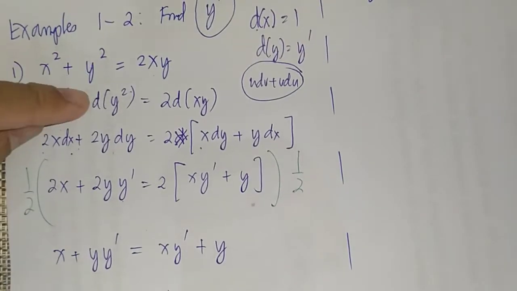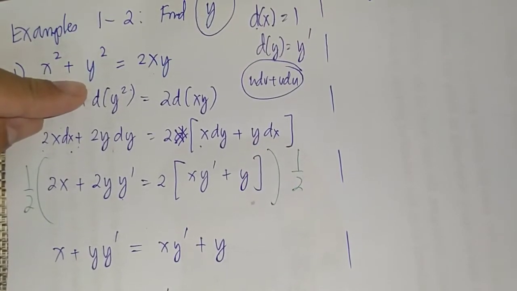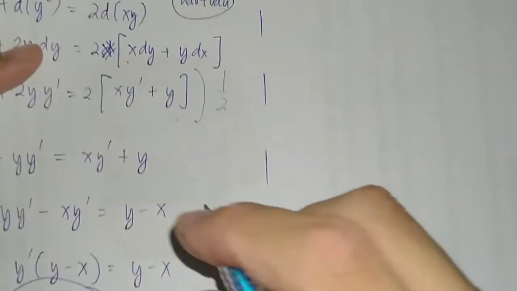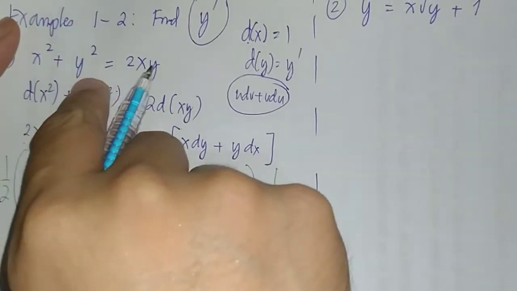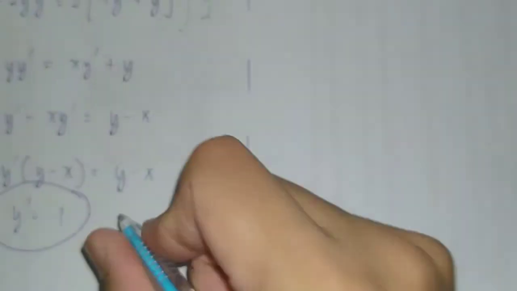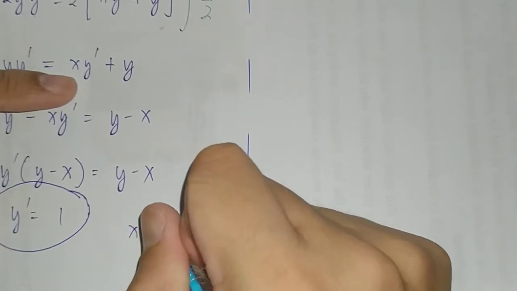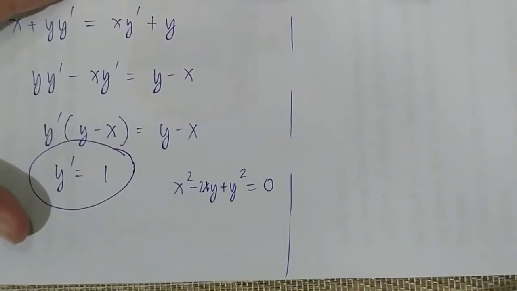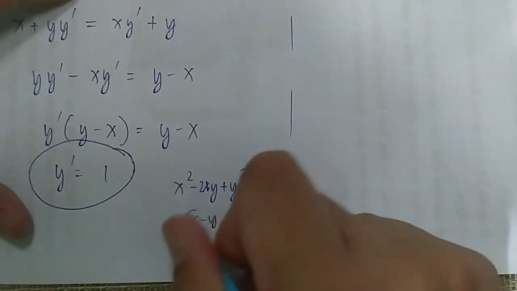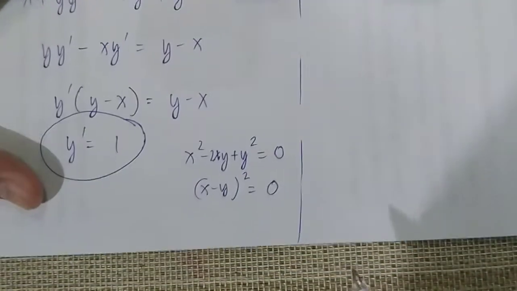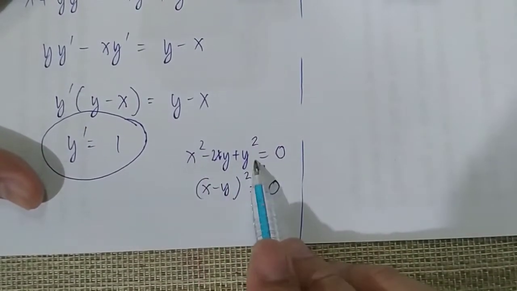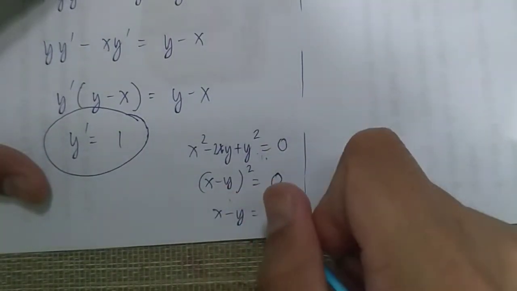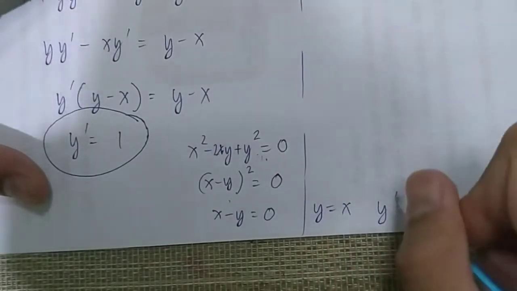Actually, para nga siyang 1. Kasi pag transpose natin kasi yun, sige nga, hindi ko nakita kaagad yun. So, x squared plus y squared is equal to 2xy. Pag transpose natin, magiging siyang x squared minus 2xy plus y squared is equal to 0. So, if that would be the case, magiging lang siyang x minus y squared is equal to 0. Kasi this is a perfect trinomial square. So, squaring both, magiging x minus y is equal to 0. Then, y is equal to x, whose y prime is equal to 1.